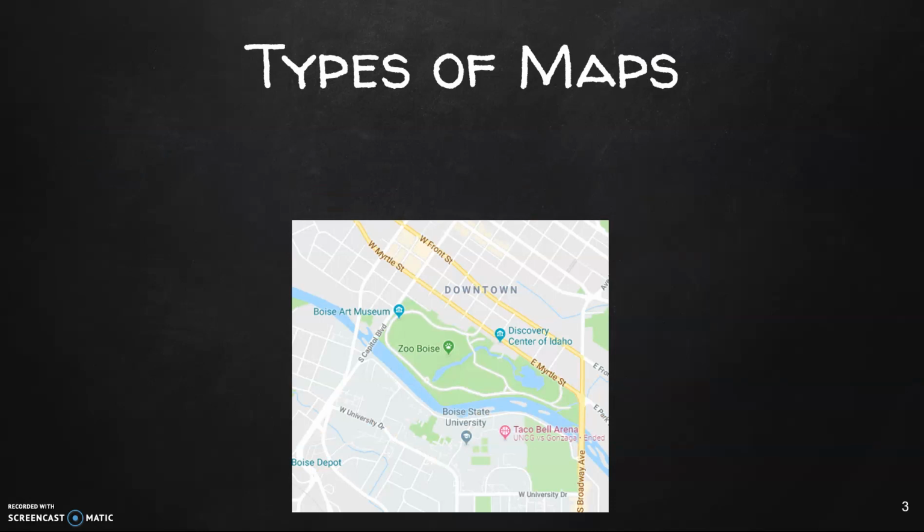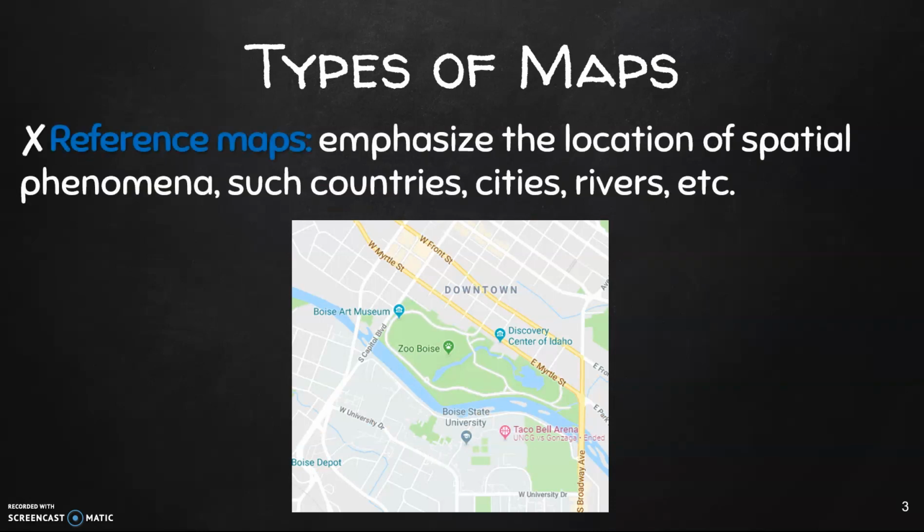Maps fall into two categories. Reference maps emphasize the location of spatial phenomena such as counties, cities, rivers, and so forth. Chances are the maps you use most in your daily life are reference maps. For example, Google Maps, Street Maps, there's old Thomas maps that used to be in cars that help you see where things are. Other common reference maps emphasize physical landscapes. Think about topographic maps or maps of a national park.